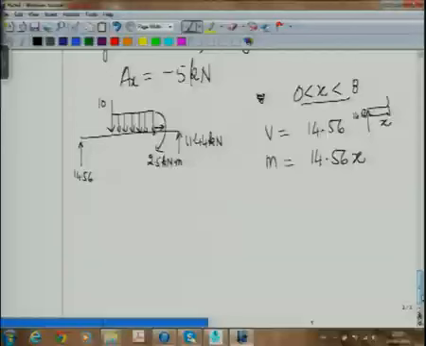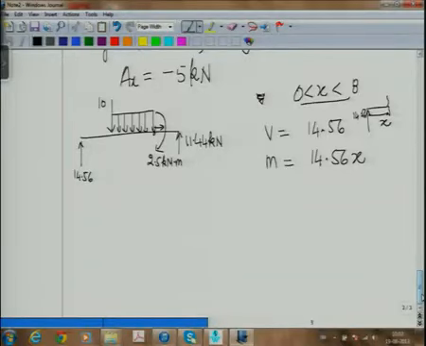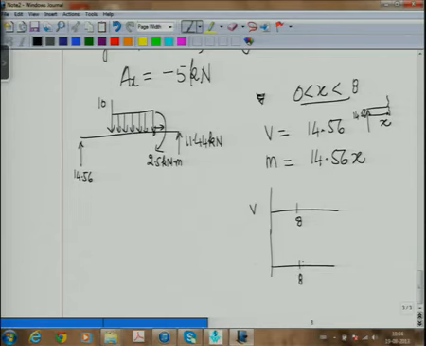Okay. So now this is from 0 to 8. Now if you are to draw the diagram, let this be 0. So now the shear force diagram, how will this look like? Let us say this is the distance 8. So shear force is 14.56. So it just stays at 14.56, it is a flat line.